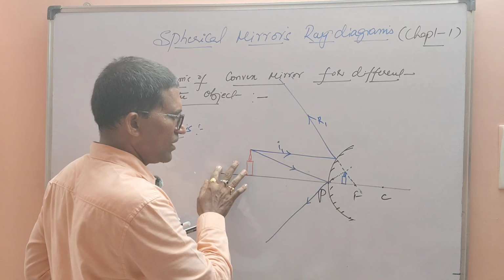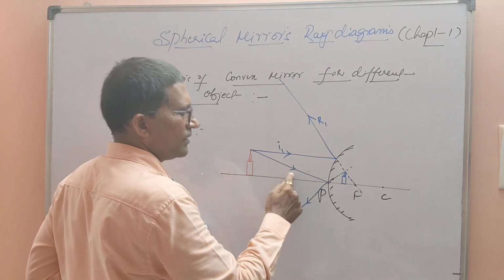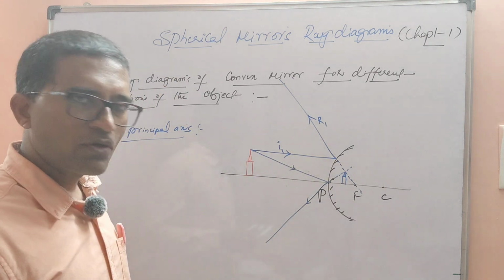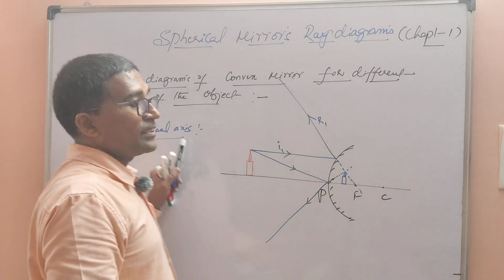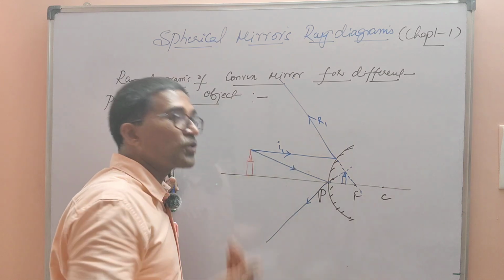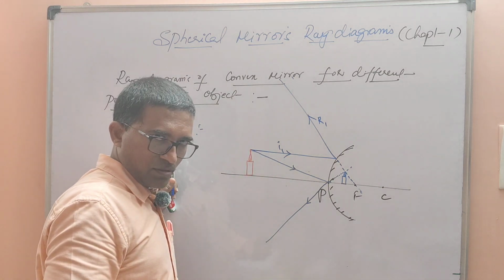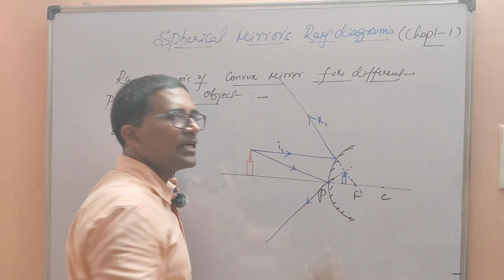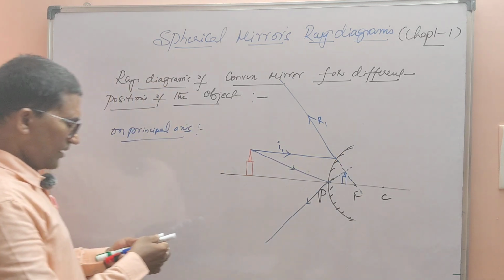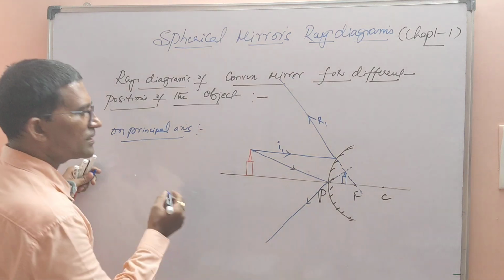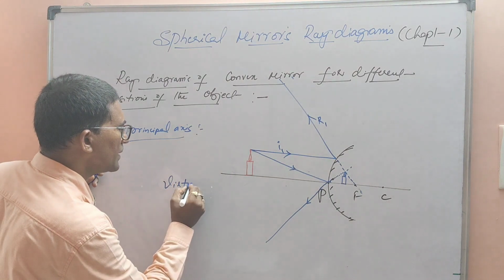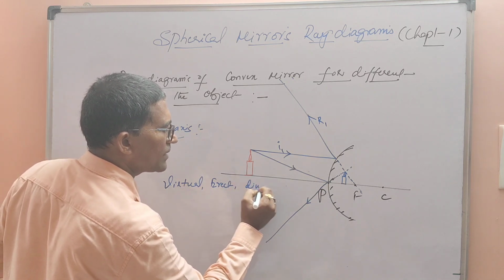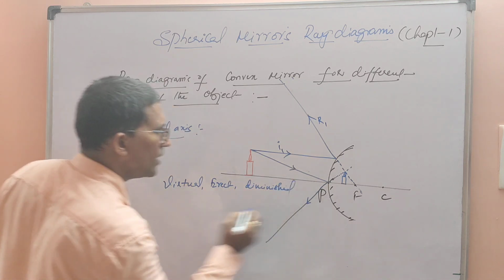Wherever the object is placed here, whether you place it here or here or here, the image will always be between P and F. Remember this. They may confuse you by saying the object is placed in front of the convex mirror near the pole. Wherever the object is placed in front of the convex mirror, the image will always be between P and F. Remember this. The image is virtual because it is inside the mirror, and it is always erect and always diminished.